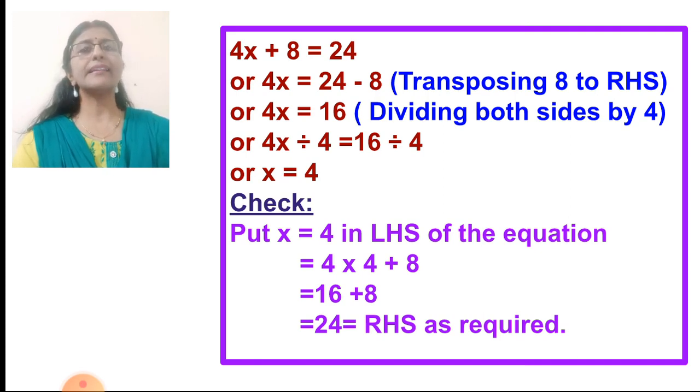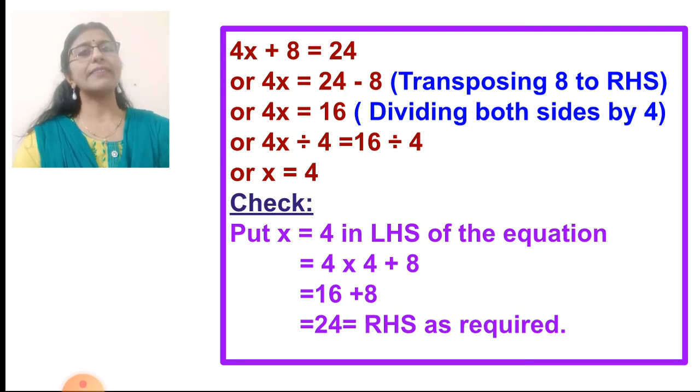Now you can see here, to get the variable x, we have to divide both sides by 4. Now we will divide 4x by 4. Even 16, which is on the right hand side of the equation, will be divided by 4. So 4x divided by 4 is x, and 16 divided by 4 is 4. See, we got the value of x as 4.